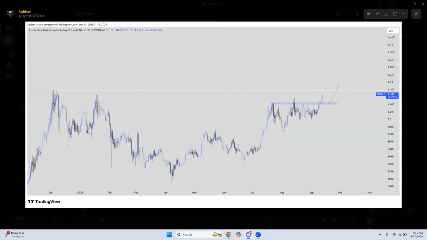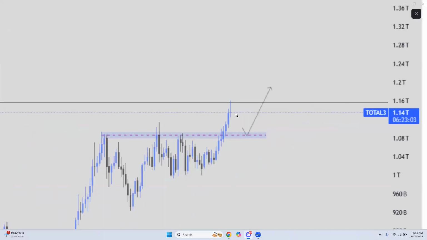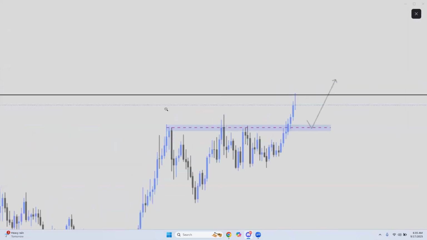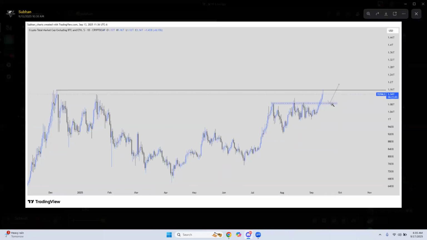Okay, TOTAL3, the reason behind all pumps, and resistance will reject. So what was my thought on TOTAL3 was that we were here. Two, three days back, alts were pumping very good. So that was the reason this was at resistance and it flipped that big chunk of resistance here. So I was expecting a leg down and retest in this zone.